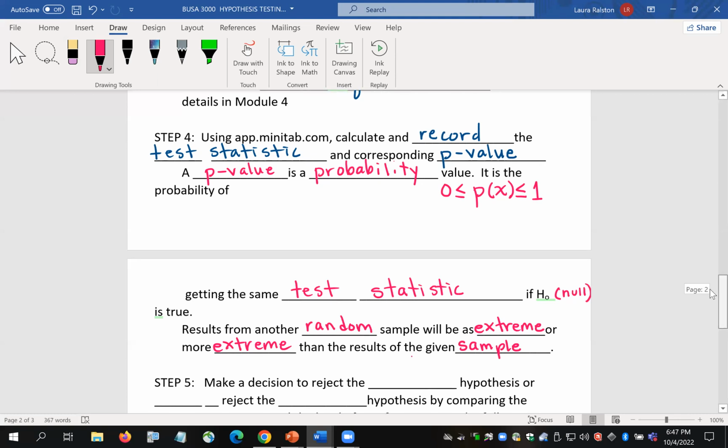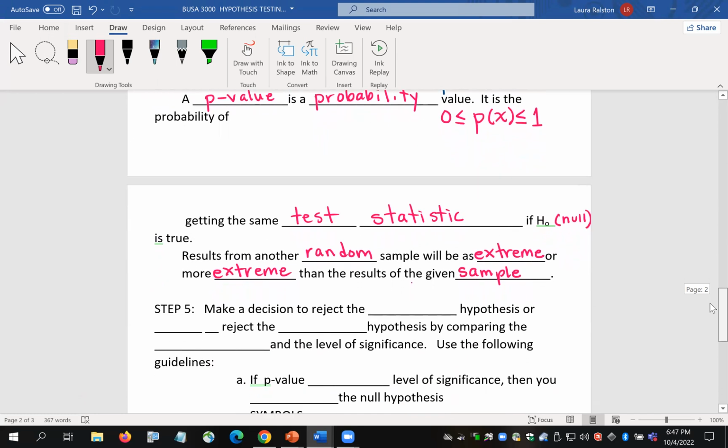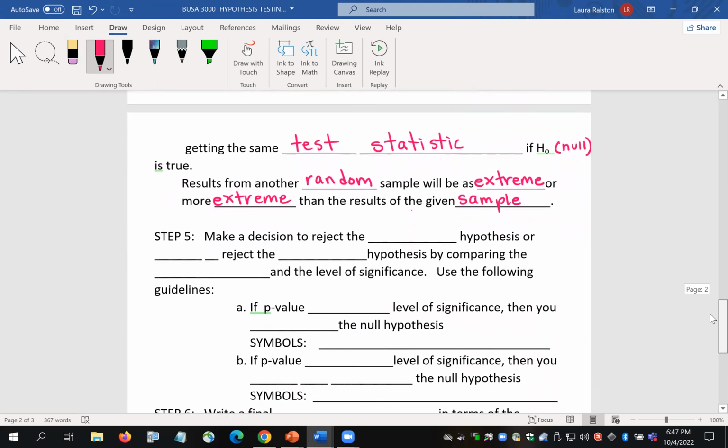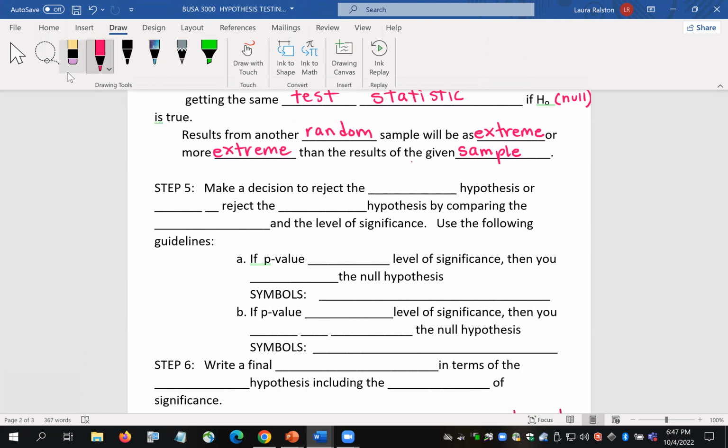Okay, don't get so caught up in that little bit of theory. The important piece is that you know how to use and interpret that p-value, and that's what we're going to do in step 5. Step 5 is we're going to make a decision to reject the null hypothesis or fail to reject the null hypothesis by comparing the p-value and the level of significance.